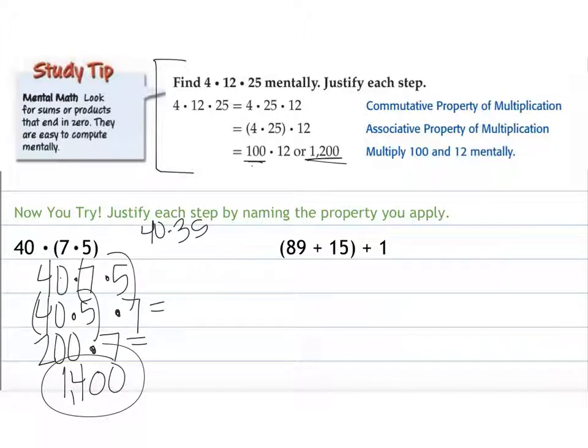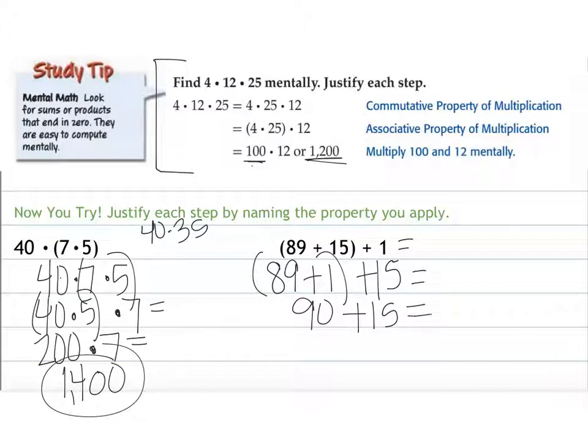And then if we look at 89 plus 15 plus 1, well, if I just flip it around again using the associative property and also the commutative property, I can do 89 plus 1 plus 15. Because 89 plus 15, I have to stop and think. 89 plus 10, then add 5. But if I have 89 plus 1, which is 90, it's a lot easier for me to do 90 plus 15, which is just going to be 105.